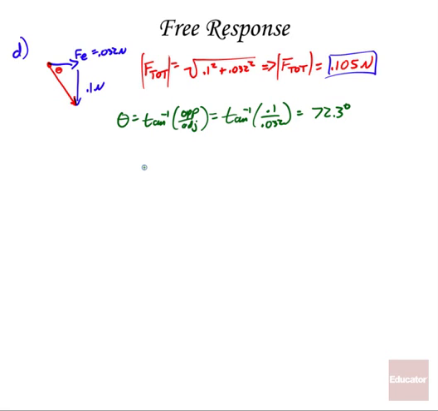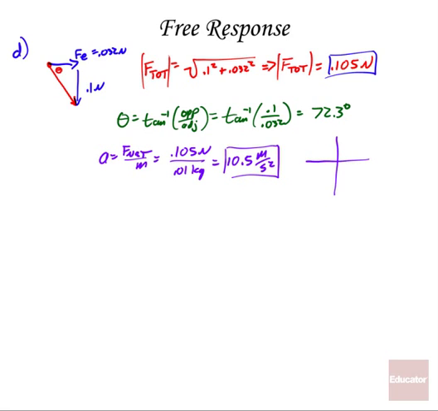So now to get the acceleration. Acceleration is the net force divided by the mass. That's going to be 0.105 newtons over our mass, which was 0.01 kilograms, or 10.5 newtons per kilogram, or 10.5 meters per second squared. And as far as its direction goes, well, if we draw our axis here, we already determined that that's going to be an angle of 72.3 degrees below the horizontal.